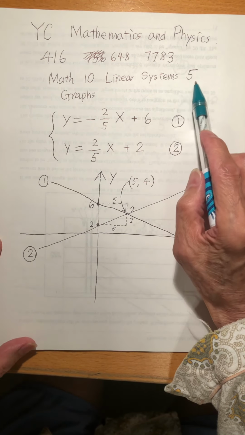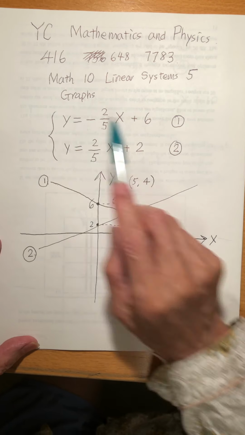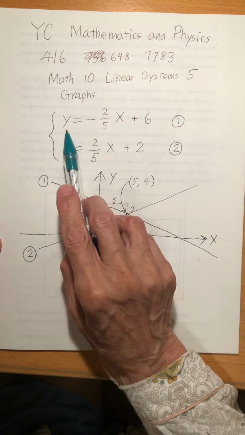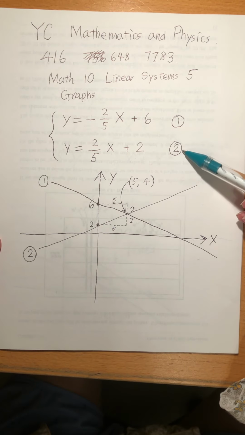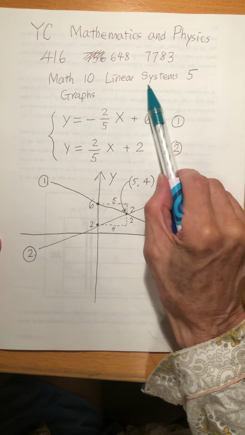Today we talk about grade 10 math, linear systems. This is part 5. We are discussing graphs. Look at this example. I have two equations, equation 1 and equation 2. So this is a linear system.